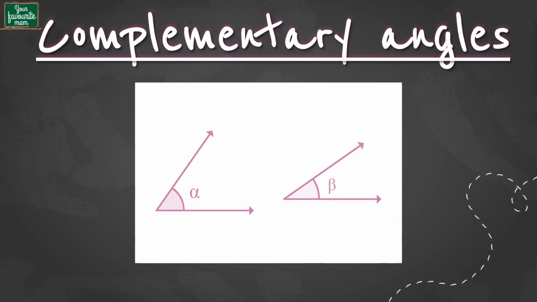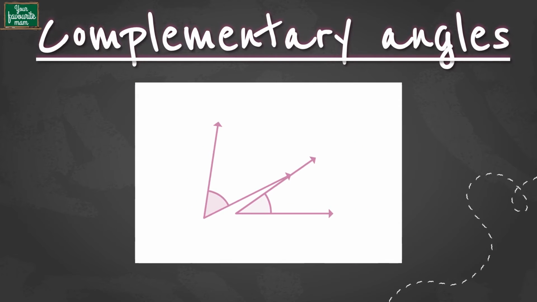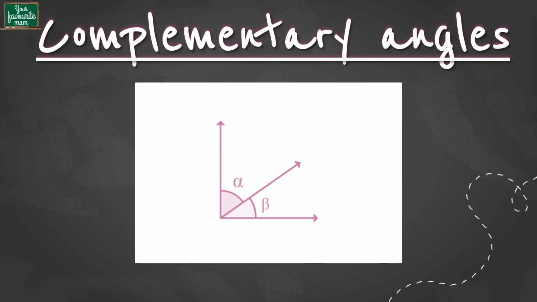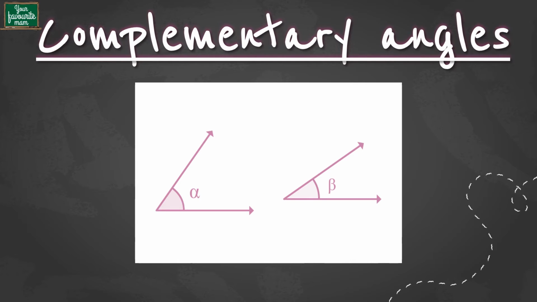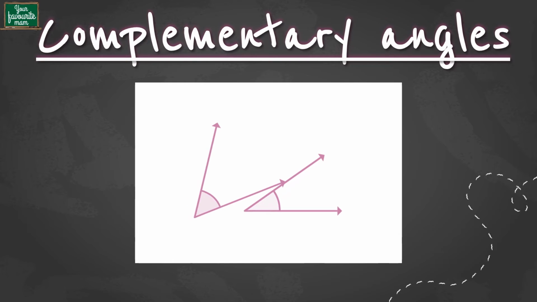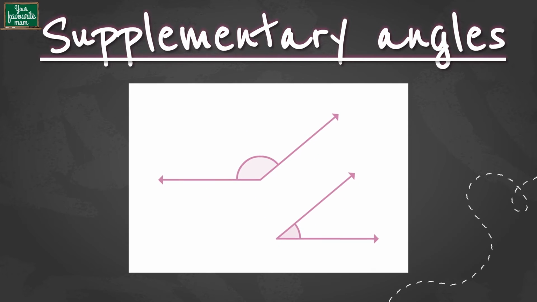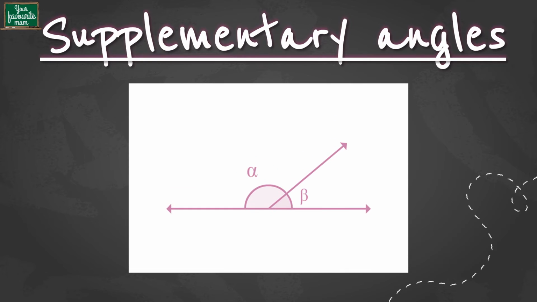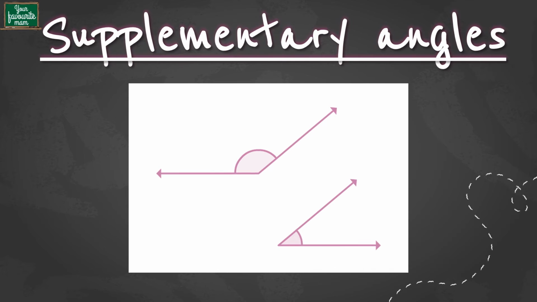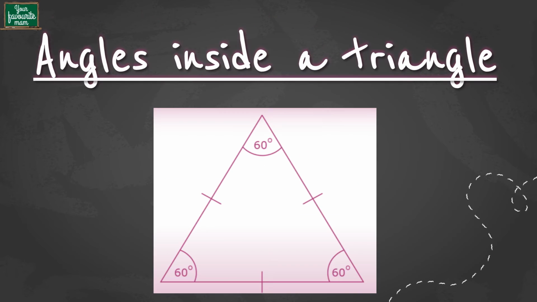Now let's talk about complementary angles. These are two angles that add up to 90 degrees. For example, angle alpha plus angle beta here in this picture will be 90 degrees. So both of these are complementary angles. And supplementary angles are those two angles that always add up to 180 degrees. For example, angle alpha plus angle beta is 180 degrees. So both these angles are supplementary angles.